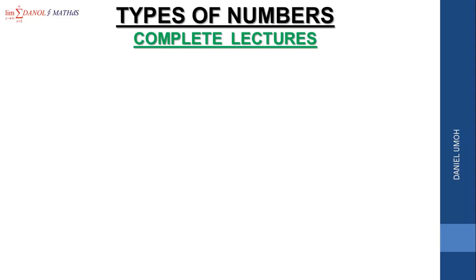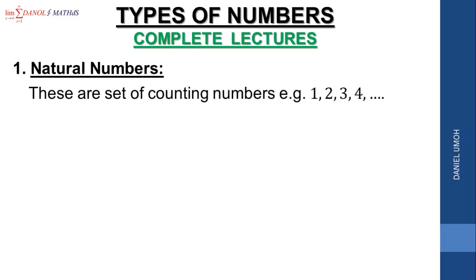The very first type of number that was discovered are called the natural numbers. Natural numbers are the set of counting numbers. Example, 1, 2, 3, 4, 5, 6, and so on. The numbers you use in counting are called natural numbers.